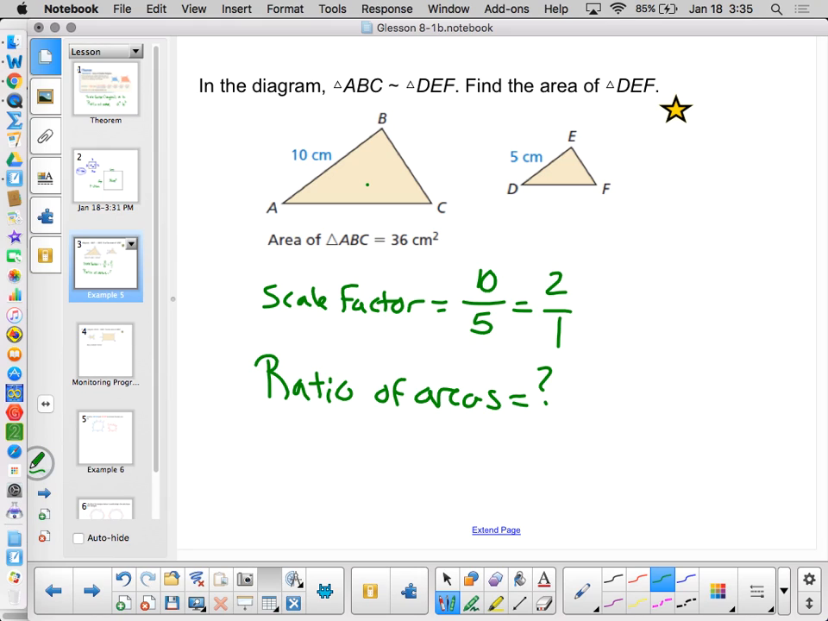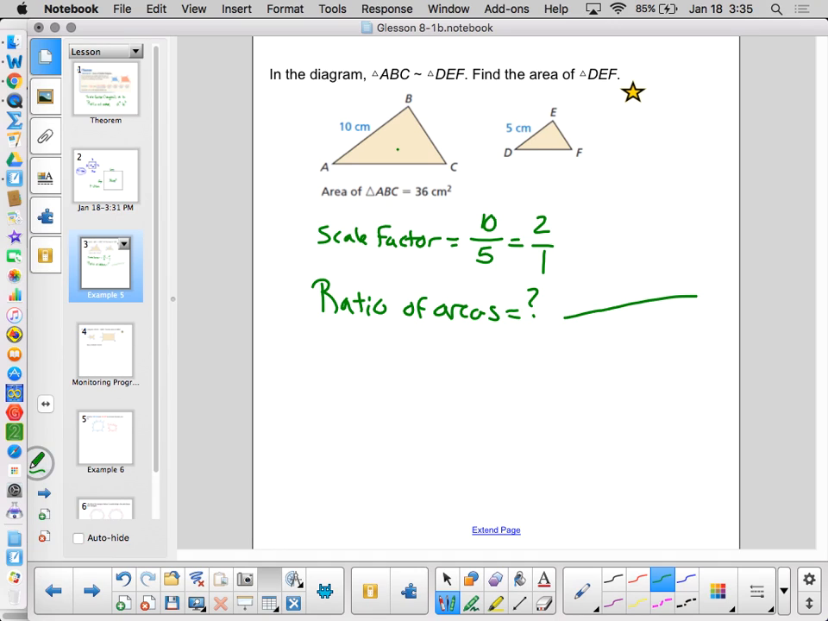What is my ratio of areas going to be? In fact, that's where I'm going to have you answer the question. Now that we've got the ratio of areas, let's find the corresponding area.